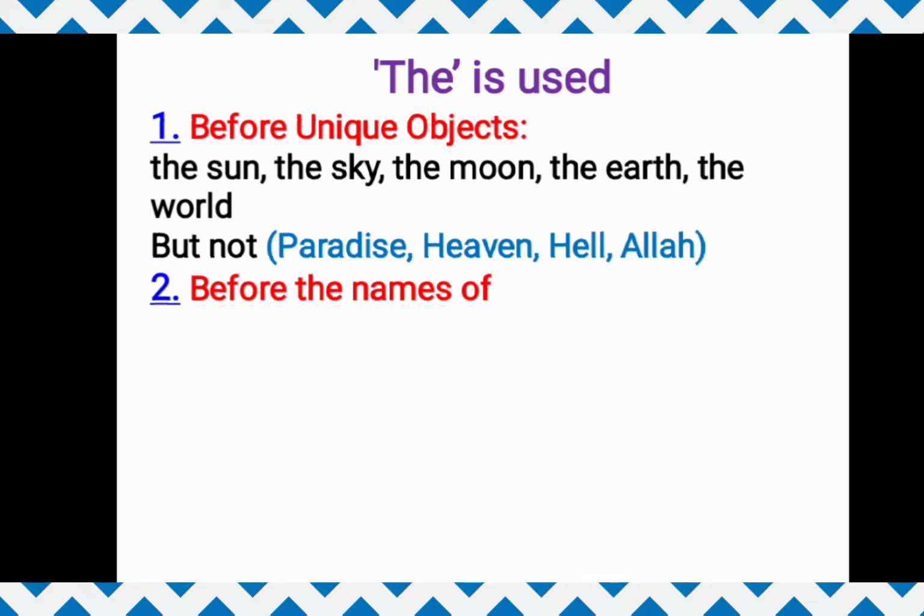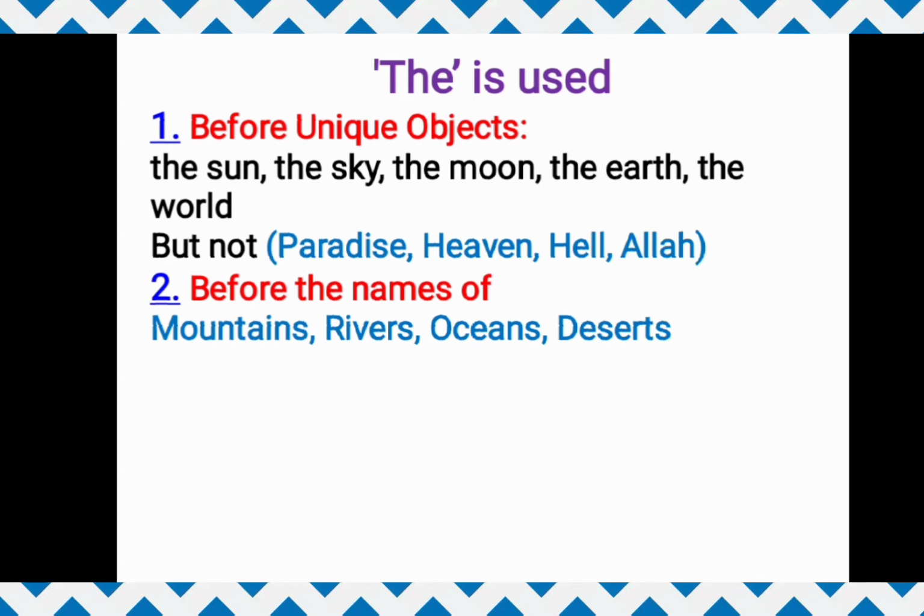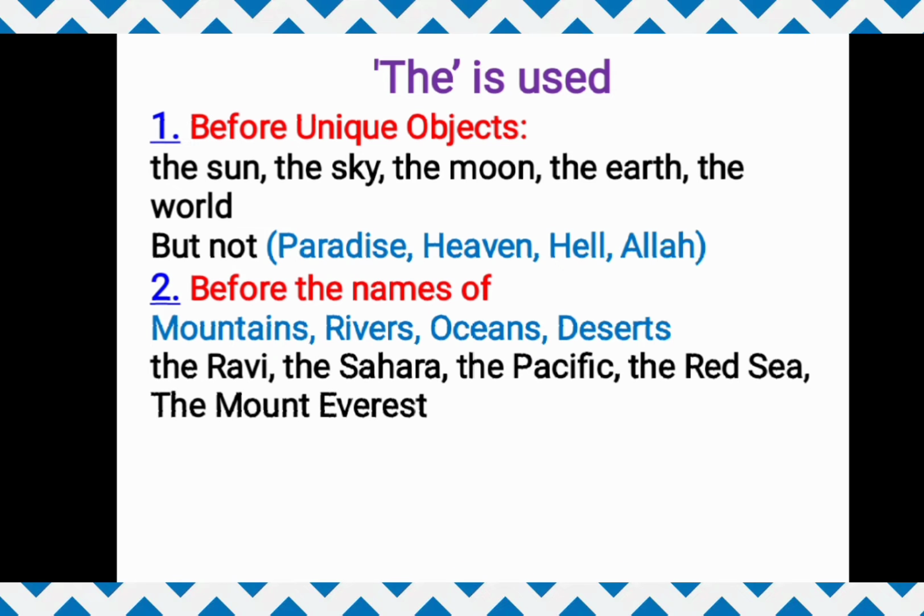Okay, the second use: "the" is used before the names of mountains, rivers, oceans, and deserts, like the Ravi, the Sahara, the Pacific, the Red Sea, the Mount Everest. These are the combination of mountains, rivers, oceans, and deserts. And that is the second use of the definite article "the."